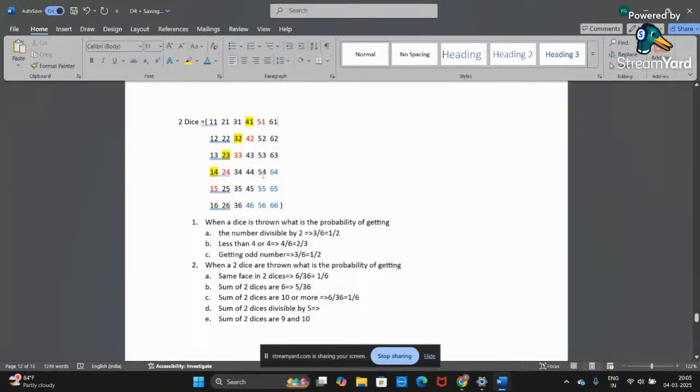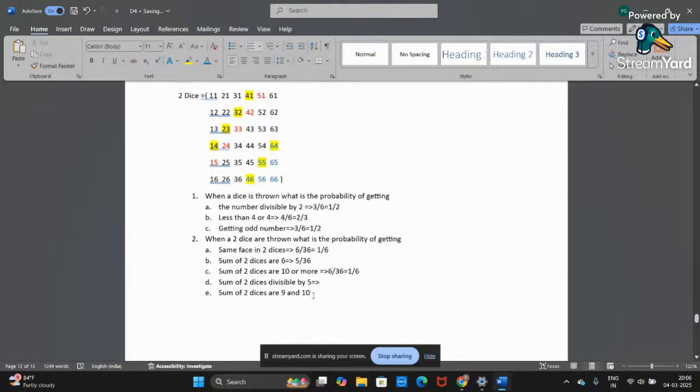Where is the other one? Here. This and this. Right. Any other number? No, right? Okay. Here it's 4 and 3. Total 7 numbers are there. So the possibilities are 7 out of 36.